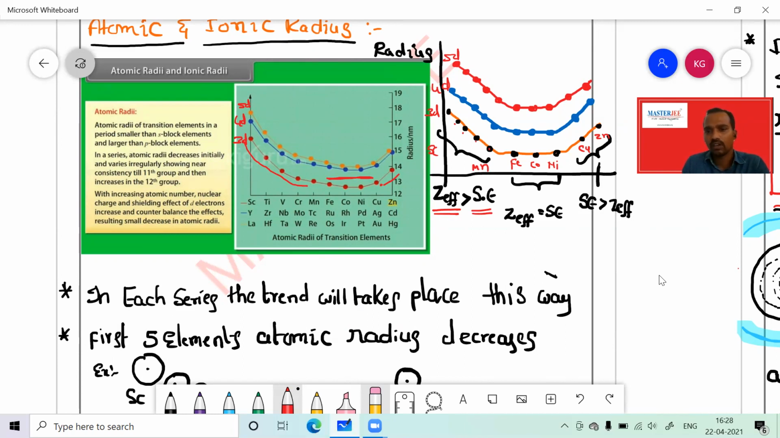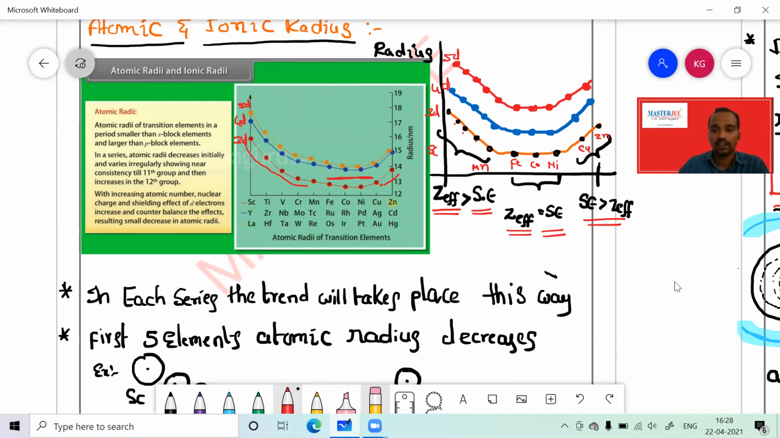Iron, cobalt, nickel are successive elements, and there is not much difference in their atomic radius. Here effective nuclear charge and screening effect take place in equal strengths, so these exhibit similar atomic radius. For copper to zinc, the screening effect predominates over effective nuclear charge. That's why the atomic radius increases.